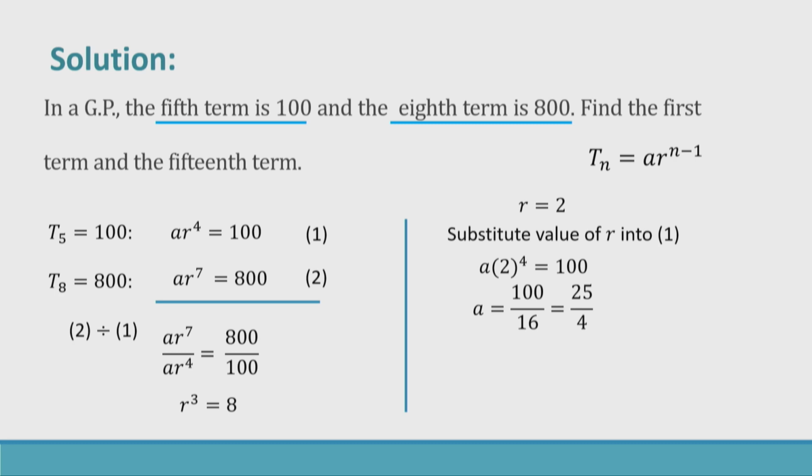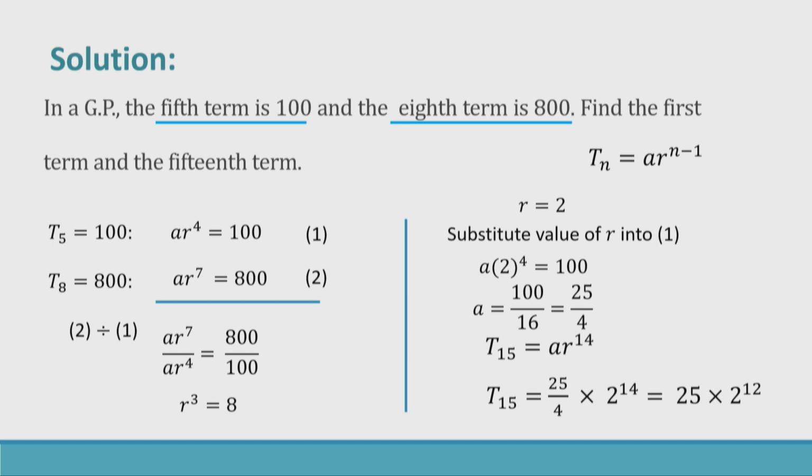Now I need to find the first term, which is 25 over 4, and the 15th term. So replacing in my formula, T15 will be equal to AR power 14.